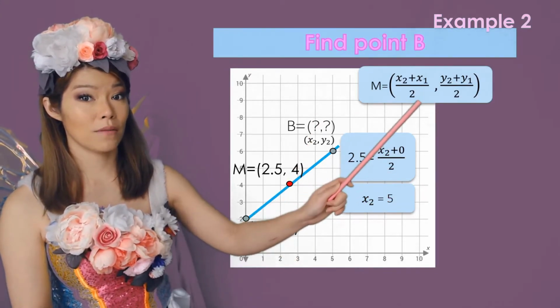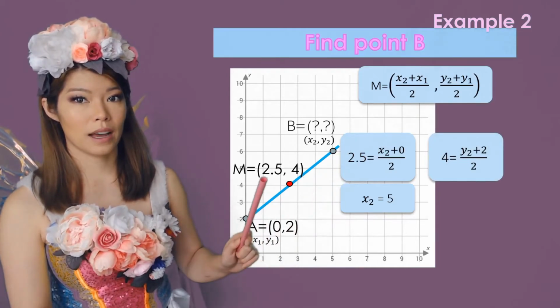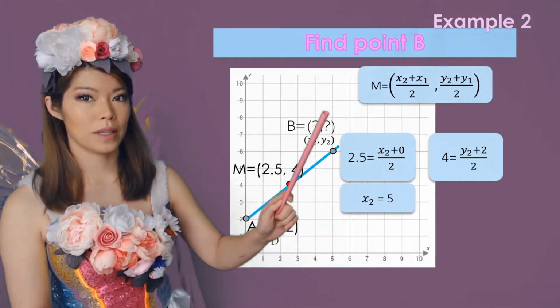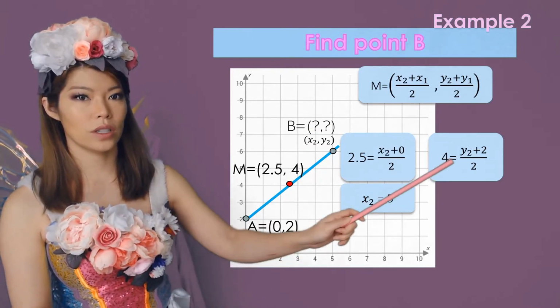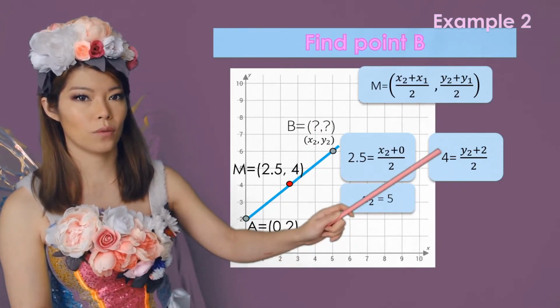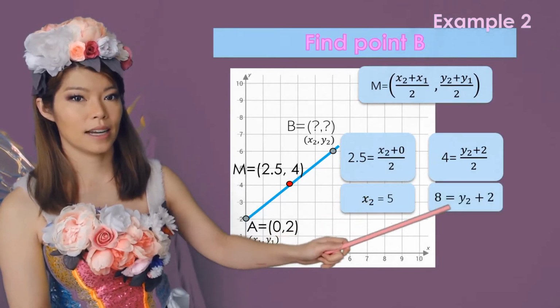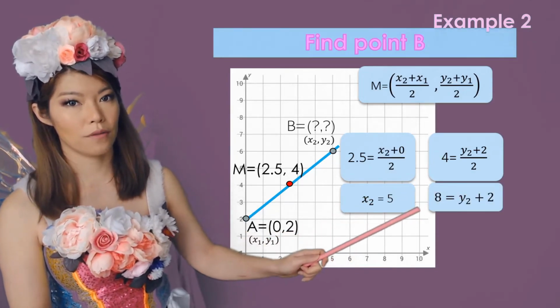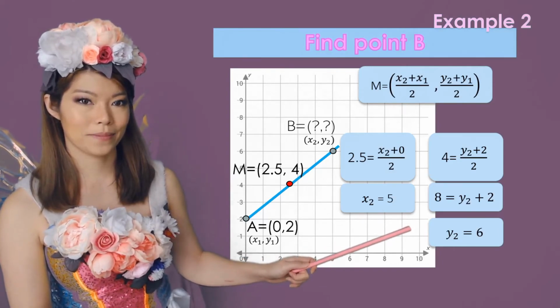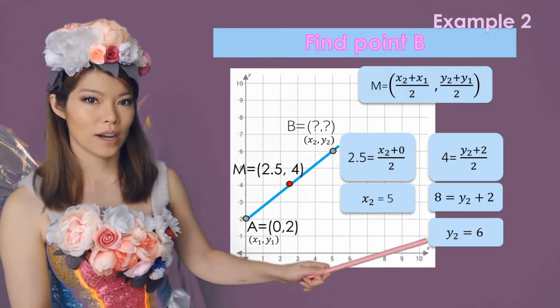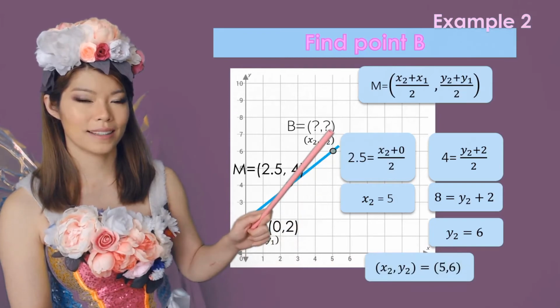And we can do the same for the y value. So we have the middle point is 4, so we're missing y2, and then y1 is 2 divided by 2. So bring the 2 over, we have 4 times 2 is 8. Now we have to get rid of the 2 by bringing it over minus 2. So 8 minus 2 is 6. So now we have x2 and y2, which is 5 and 6.